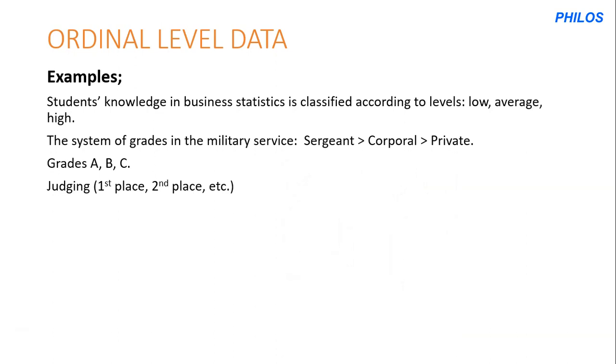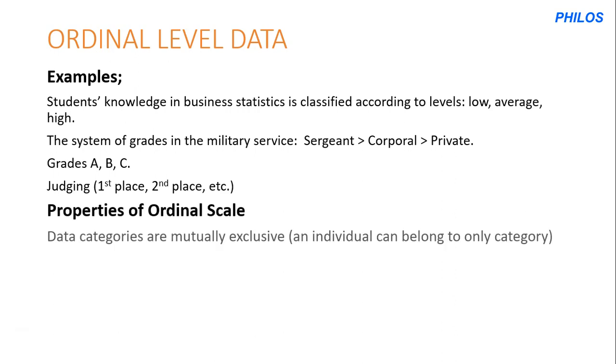So now let's look at the properties of the ordinal level of measurement. The first property is that data categories are also mutually exclusive. An individual can belong to only one category. You can't be average and high at the same time. You can only belong to one. Or you can't be in first place and second place at the same time. You can only belong to one. So they are in different categories.